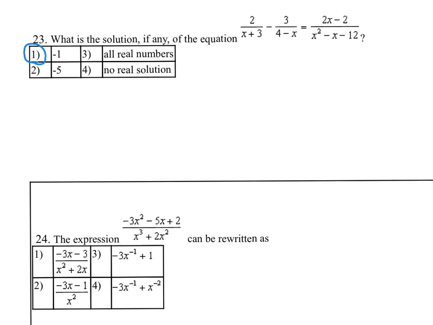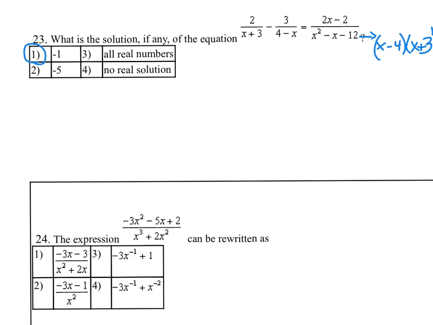Now, I'm going to do the real method just in case it wasn't a multiple choice, which it easily could not be. So I'm going to look at the trinomial denominator at the end here, and I am going to factor that. So when I factor that, that's going to be (x minus 4)(x plus 3). Sorry, I'm squeezing that in there. That's supposed to be in parentheses.